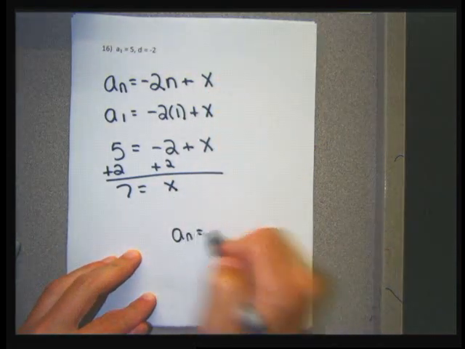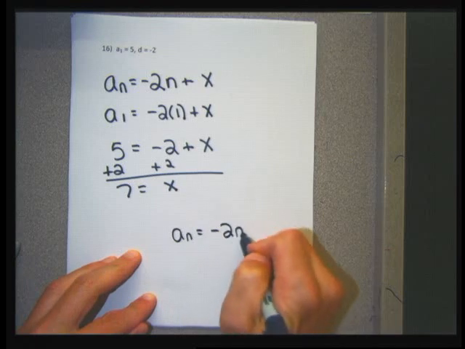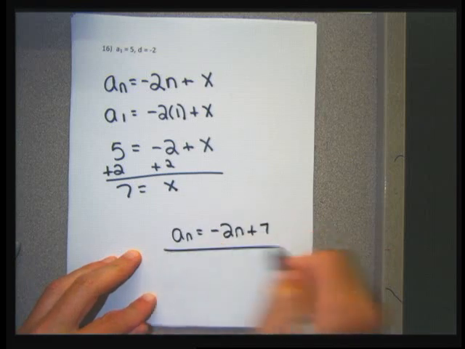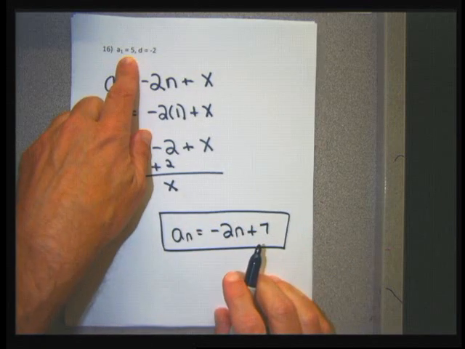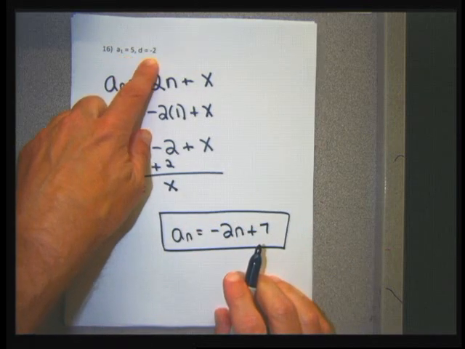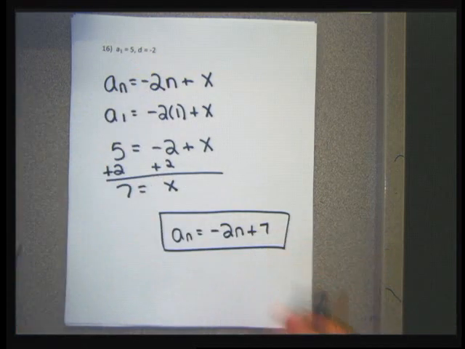The sequence, or the formula, a sub n equals negative 2n plus 7, will create a sequence where the first term is 5, and each term goes down by 2, so it'll go 5, 3, 1, negative 1, negative 3, negative 5, negative 7, and so forth.